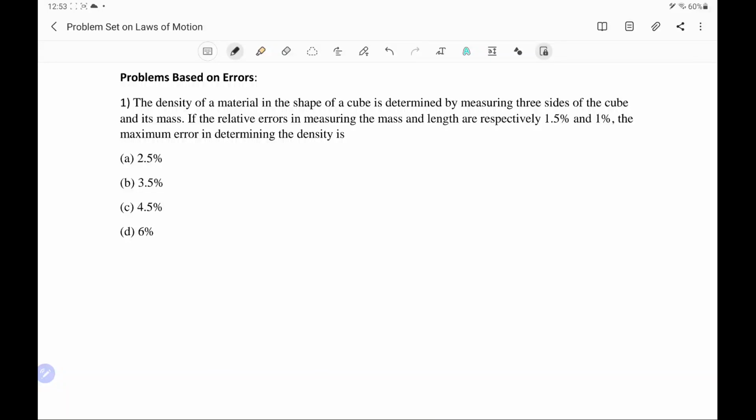Let's do some problems based on errors. The first problem: the density of a material in the shape of a cube is determined by measuring the three sides of the cube and its mass. If the relative errors in measuring the mass and length are respectively 1.5% and 1%, the maximum error in determining the density is?